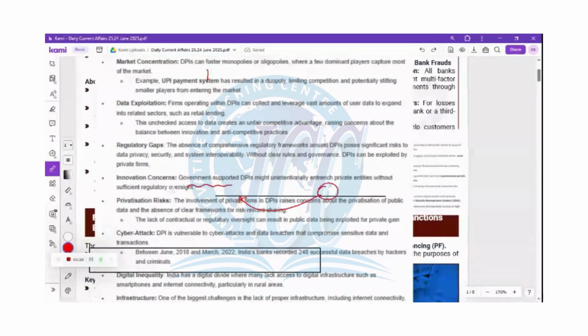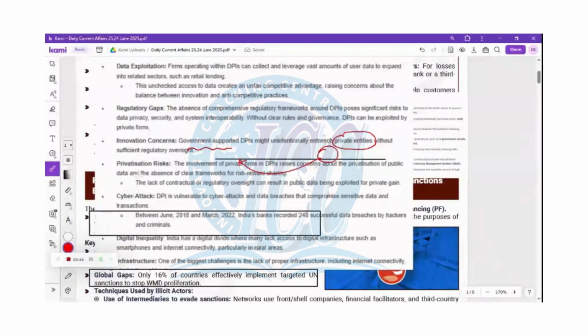And then innovation concerns, meaning now too many private entities without any regulations. What if they start going into the deep net or the dark net? Then there is again privatization. The involvement of private firms in digital public infrastructure raises concerns about privatization of public data. Meaning, all the public data, your Aadhaar, your payment systems, all these are public data. What if they are privatized?